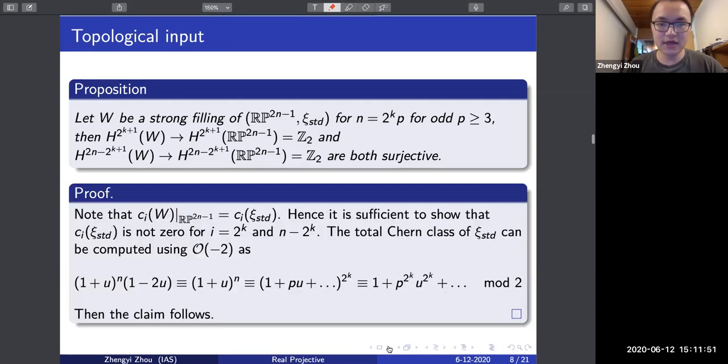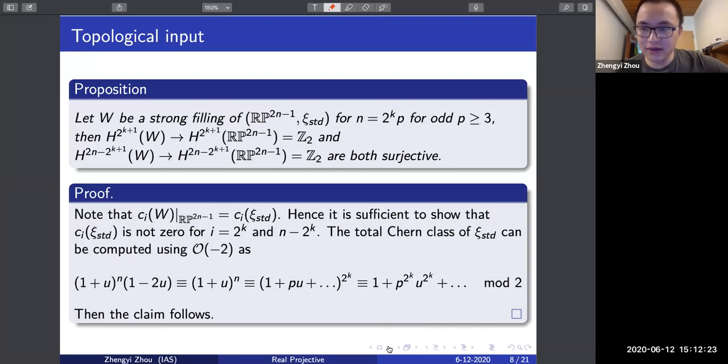And this proof is really simple. We just try to compute the ith Chern class of the standard contact structure, because we know that if we have a symplectic filling W, then the ith Chern class of the filling restricted to the boundary is the ith Chern class of the standard contact structure. And as long as we show the 2^kth Chern class of the contact structure is non-trivial, then it's proven. So we basically only need to compute the Chern number.